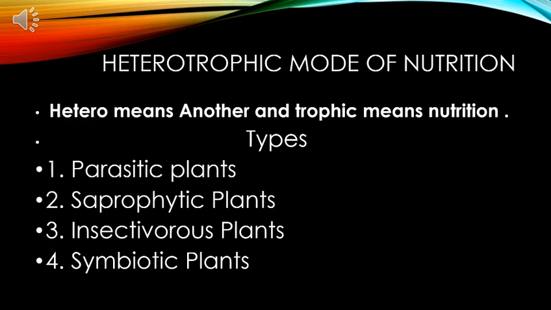Let's come to it. Parasitic plants. These heterotrophic mode of nutrition kind of plants are of 4 types: parasitic, saprophytic, insectivorous and symbiotic. By their names, you might understand a bit. Now let's come to their explanation.